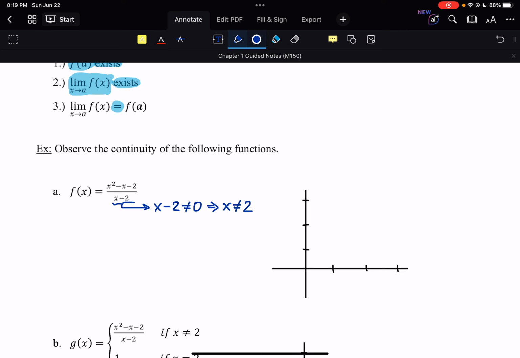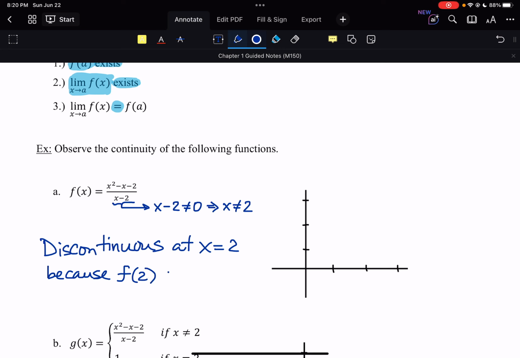So x equals 2 does not produce a real value out of this function. There is no point there. There is no output there. So we say that this function is discontinuous. That just means not continuous at x equals 2 because f of 2 does not exist, or DNE for does not exist.